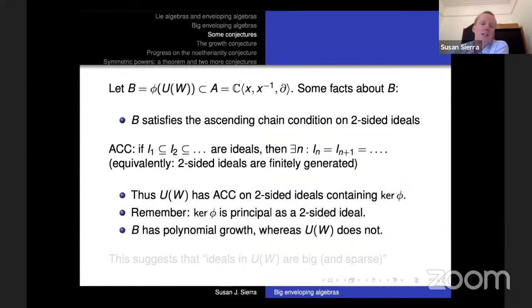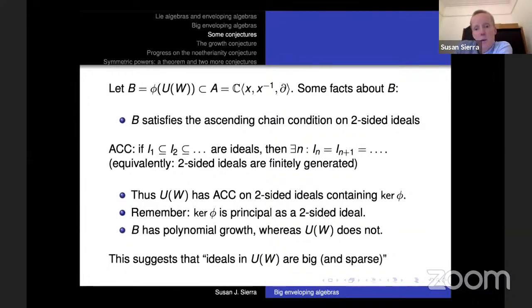What you get from that is that U of W satisfies the ascending chain condition on two-sided ideals containing the kernel of phi. And since the kernel of phi is principal as a two-sided ideal, this says that two-sided ideals that contain the kernel of phi are finitely generated. Furthermore, this ring B has polynomial growth, whereas I said U of W does not. It's much bigger than polynomial growth. So from this example, I claim, this suggests that ideals in the enveloping algebra of the Witt algebra are both big and sparse.